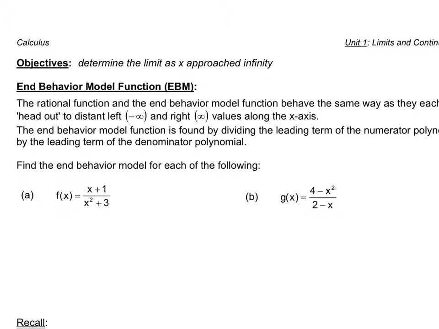To find the horizontal asymptote, determine the limit as x approaches infinity, or negative infinity actually, it won't matter, but if you have a choice in the matter, just go with the positive one, of your end behavior model.